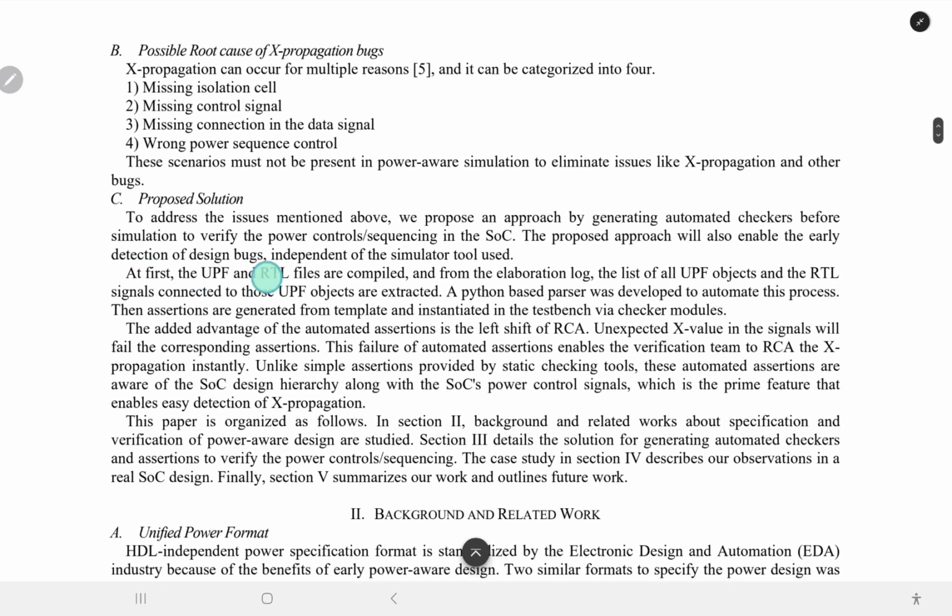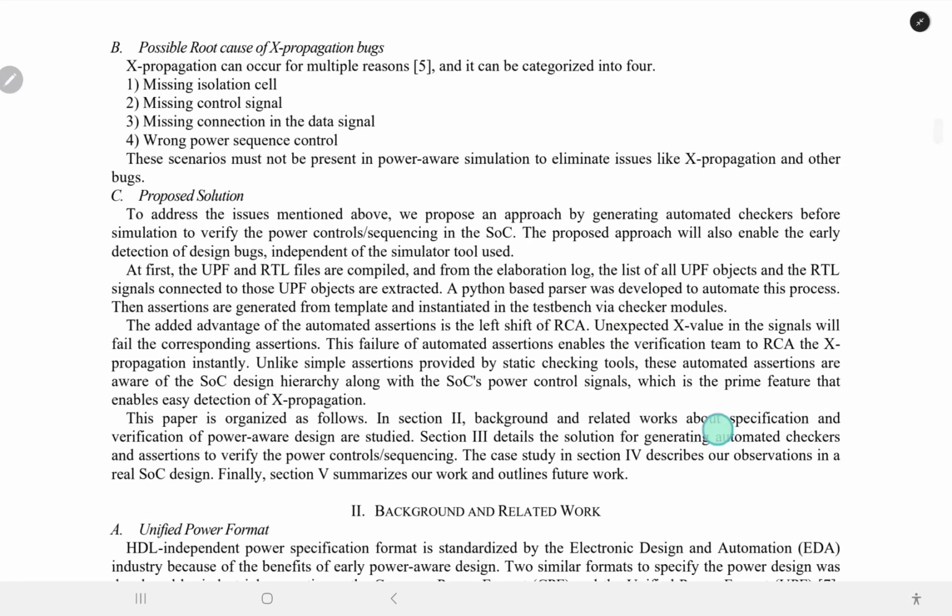At first, UPF and RTL files are compiled, and from the elaboration log, the list of all UPF objects and the RTL signals connected to those UPF objects are extracted. A Python-based parser was developed to automate this process. Then the assertions are generated from a template and instantiated in the testbench via checker modules.